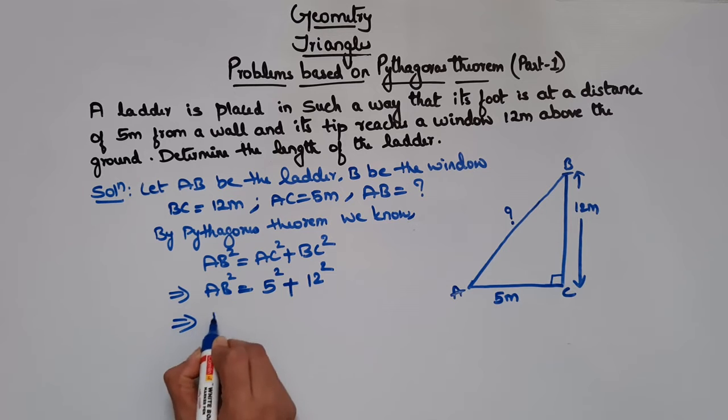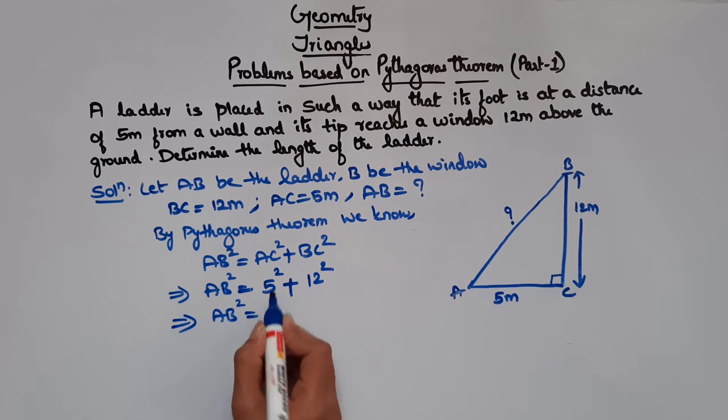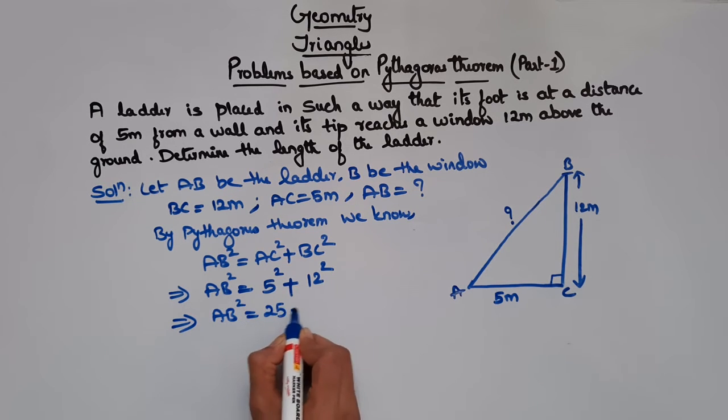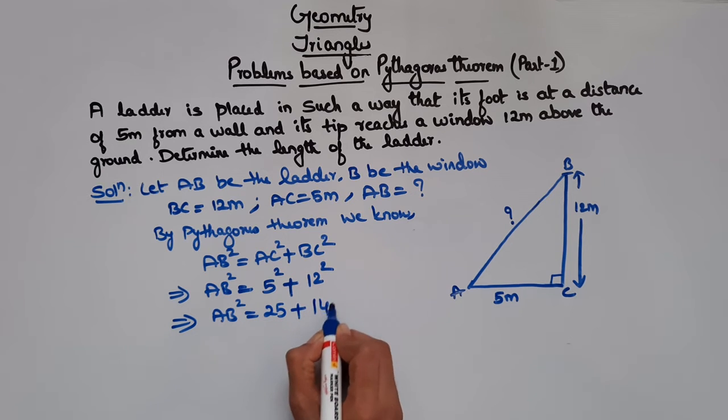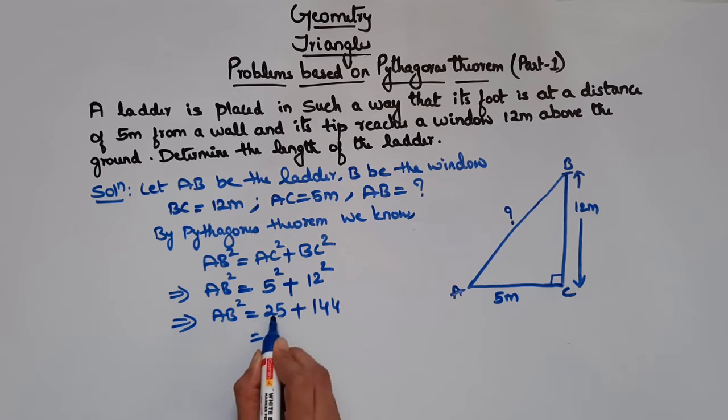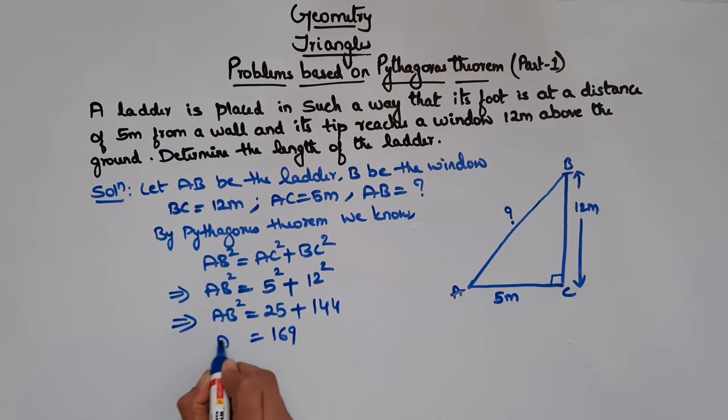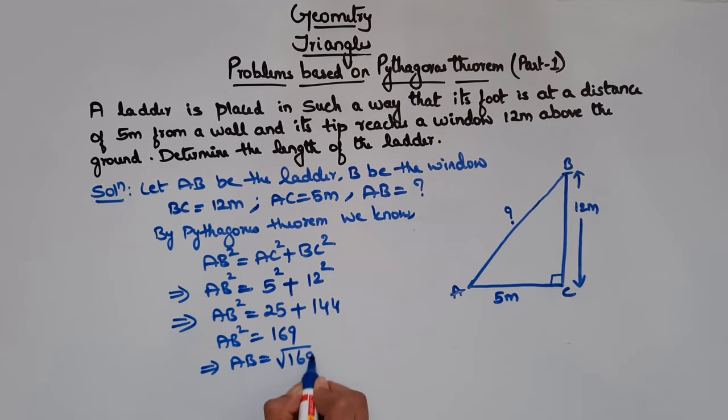So AB square is equal to 25 plus 144, which is 169. So AB is equal to square root of 169, which is nothing but 13 meters. So the length of the ladder AB is 13 meters.